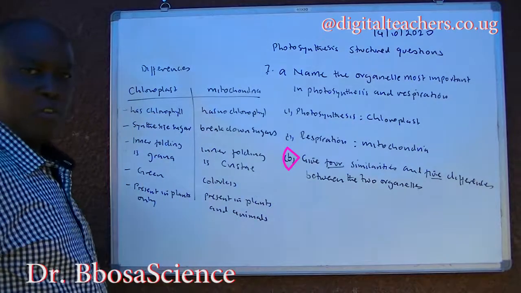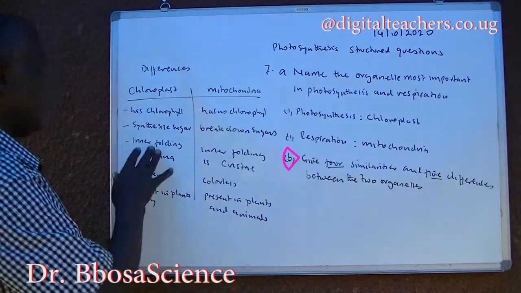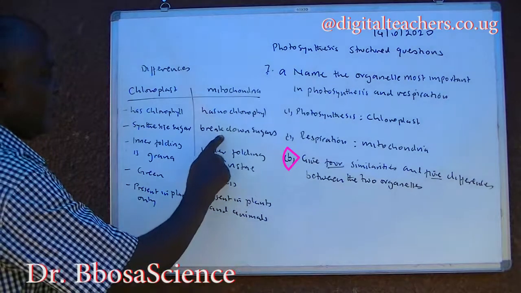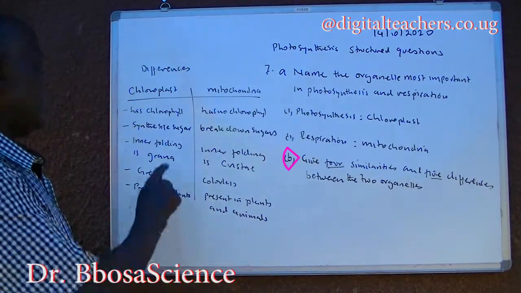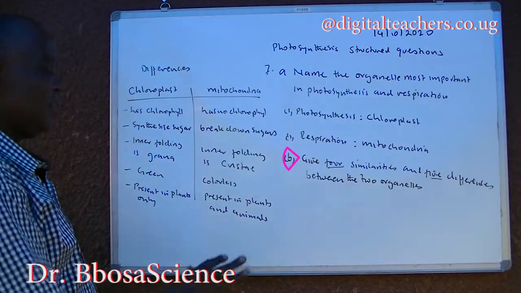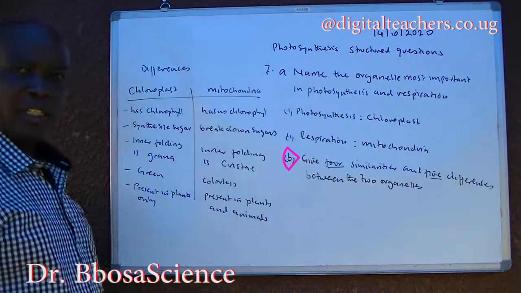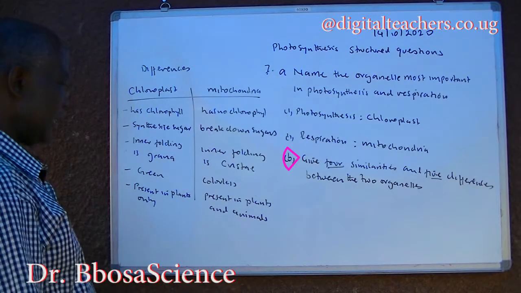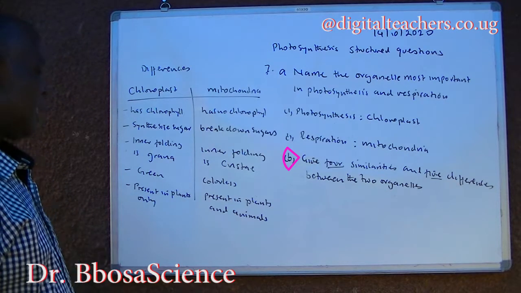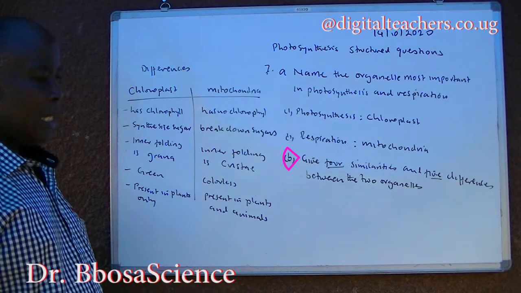Chloroplasts contain chlorophyll, mitochondria lack chlorophyll. Chloroplasts synthesize sugars, mitochondria break down sugars. Infolding in chloroplast is granular, in the mitochondria is crista. Chloroplasts are green, mitochondria are colorless. Chloroplasts occur only in plants. Mitochondria occur both in plants and animals.